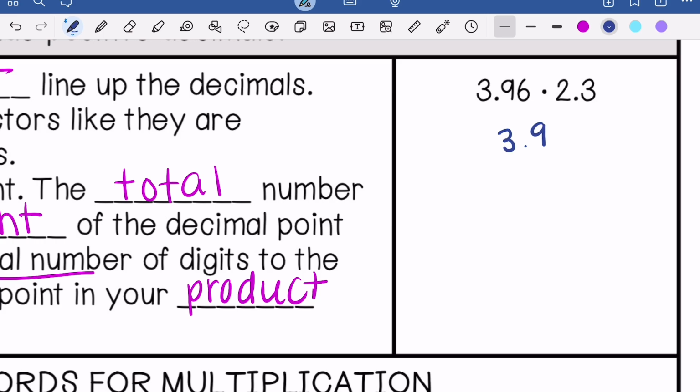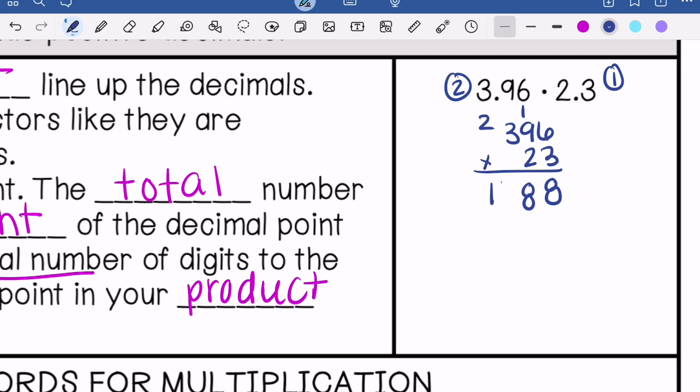So 3.96 times 2.3. I have 2 to the right, 1 to the right. So in my answer, I'm going to have 3 to the right. So my answer is 9.108.